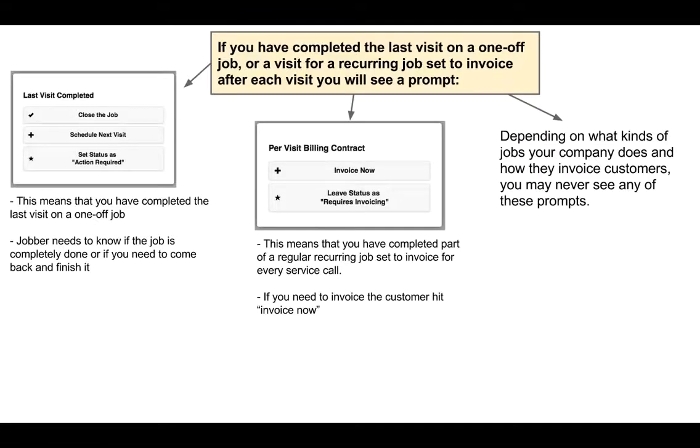The only other prompt that you'll see is if you have a job that's a recurring job and it's set up to invoice every single time you go out. If that's the case, when you mark the item as complete, Jobber's going to say, okay, do you really want to make the invoice right now, or do you want to set status as requires invoicing, which basically means they're going to do it back at the office.